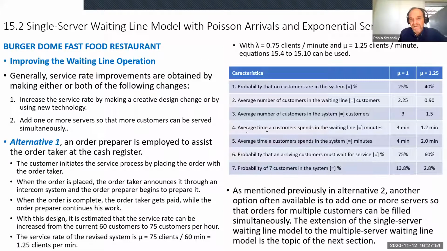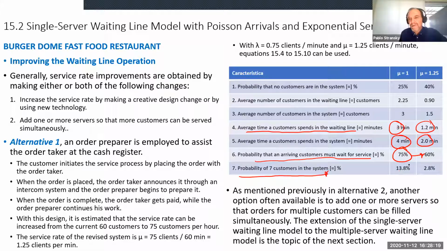Average time a customer spends in the waiting line, there were 3 minutes, now it was 1.2. Average time a customer spends in the system, that means 4 minutes, now 2 minutes. Probability that an arriving customer must wait for service, here it was 75 and it reduced to 60%. Probability of 7 customers in the system, it was 13.8 before and went all the way down to 2.8.